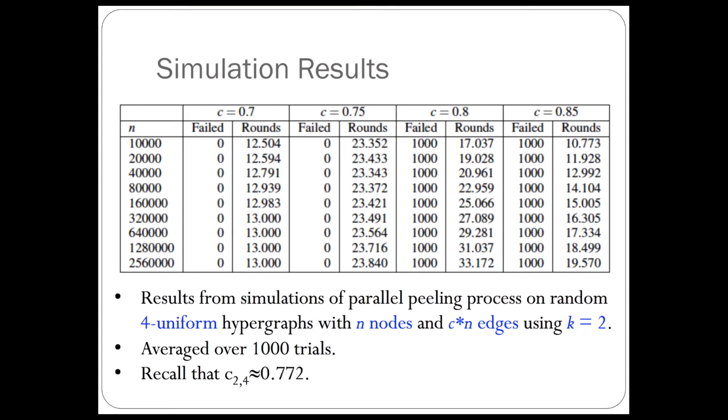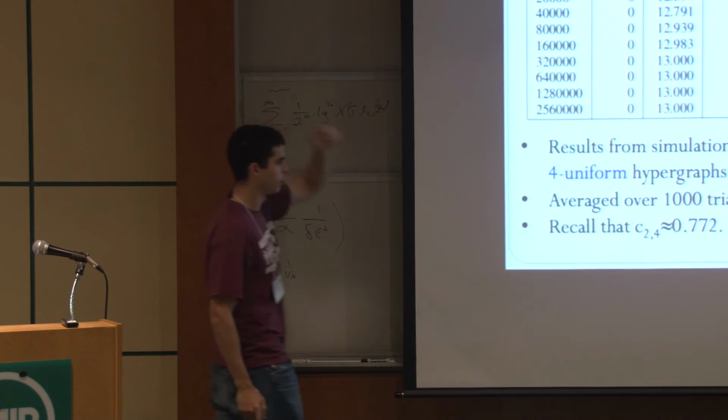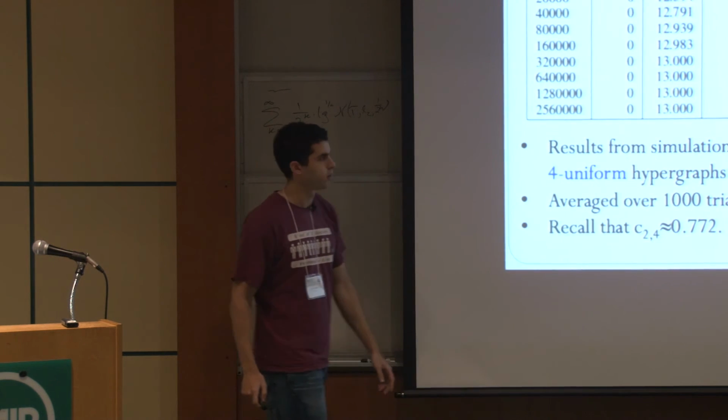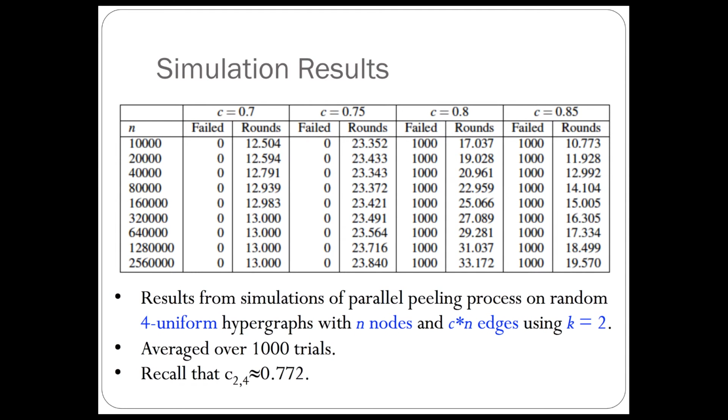So, okay, here are some simulation results. We have a 4-uniform hypergraph in the simulation where we're peeling to the 2-core, and this constant c is the edge density in the graph. The threshold here is 0.772 or so. You can see that when the edge density is significantly below the threshold, there are not very many rounds of peeling required, and even more importantly, it grows extremely slowly. If you have a graph with 10,000 nodes, it takes 12.5 rounds, but even if you go up to 2.5 million, it's still only 13 rounds. So that is like log n.